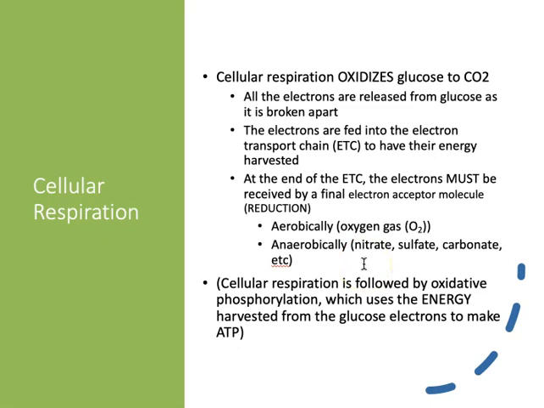Now, just for completeness' sake, remember we said the electrons get passed down the electron transport chain and their energy gets harvested from them. Remember that after cellular respiration, there's another set of reactions that occurs, and those are called oxidative phosphorylation. During oxidative phosphorylation, the energy that was harvested from those electrons, the electrons that came out of glucose, is going to be used to make ATP.